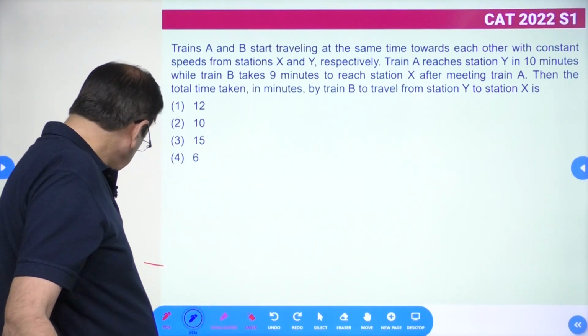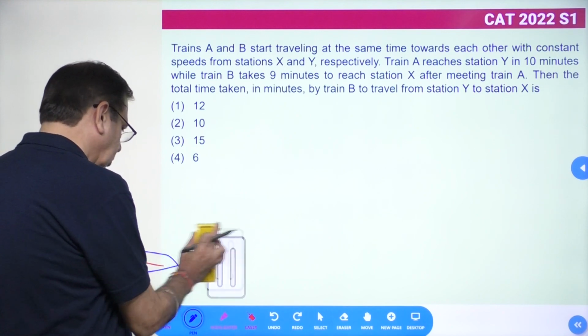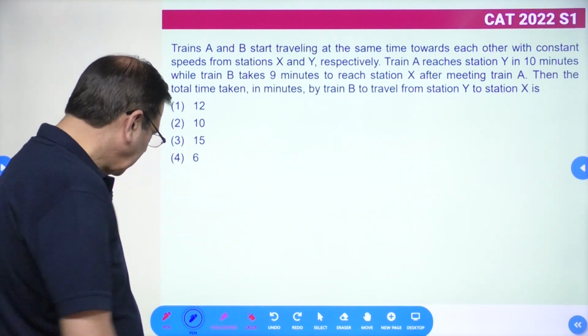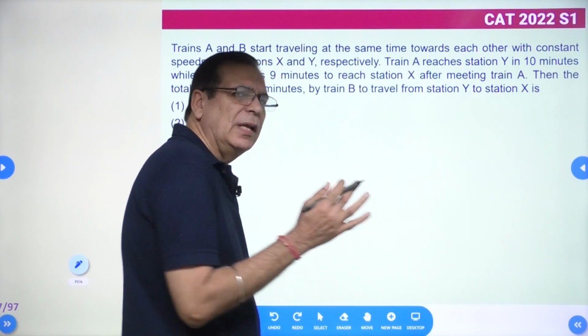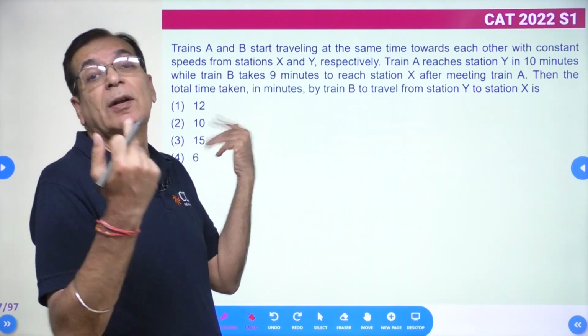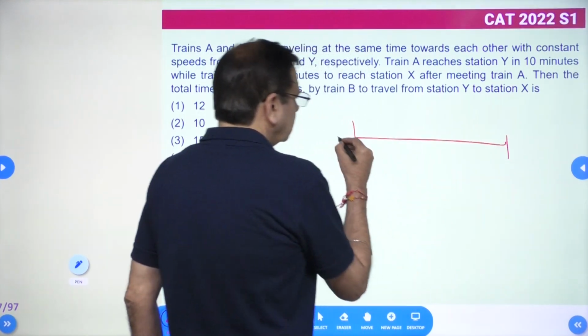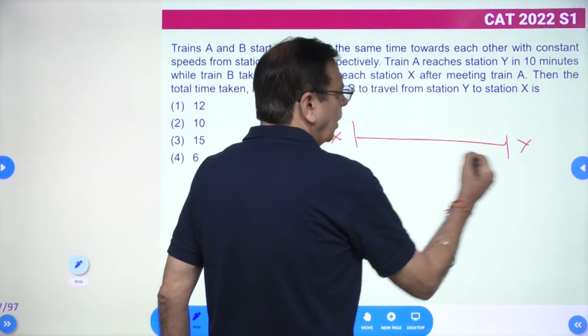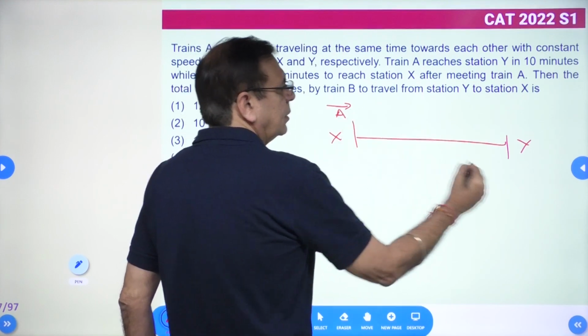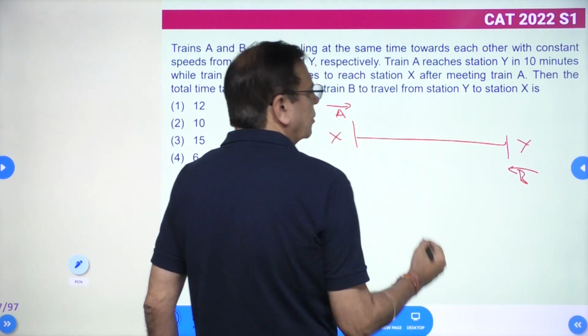Okay, now let's come to how to do this mathematically. Let's see that as well, because some of you will still be worried: okay, here the choices were helpful, but what if this was a theta question? Let's see what should be done. So this is X, this is Y, train A in this direction, train B in this direction.